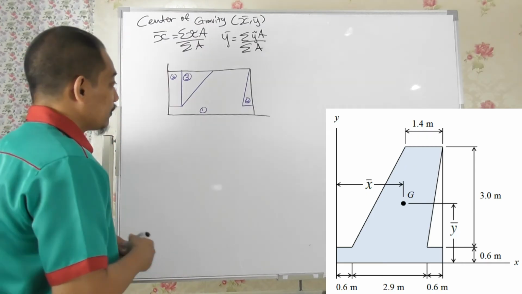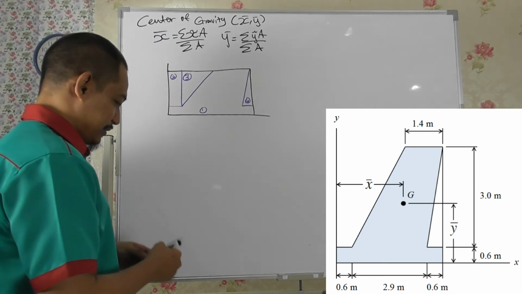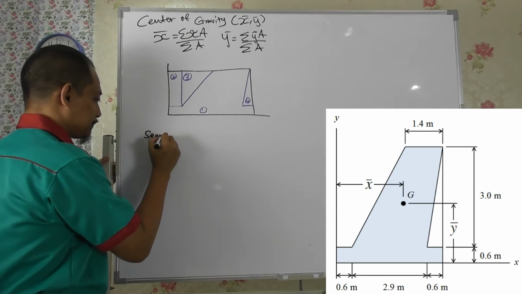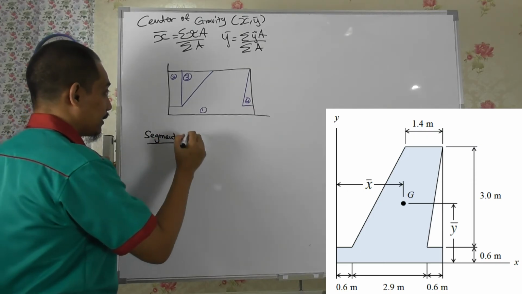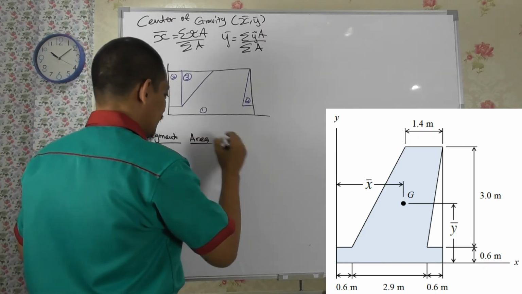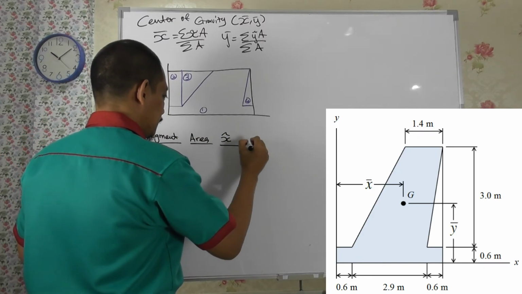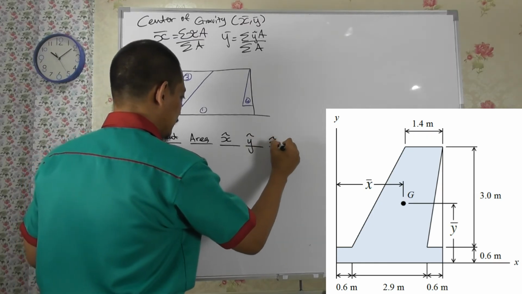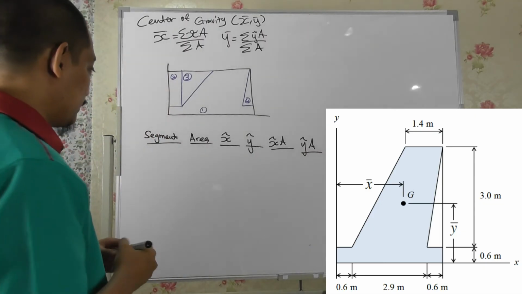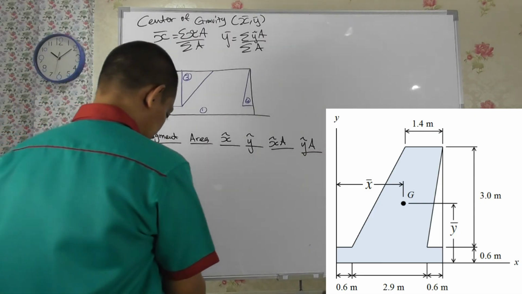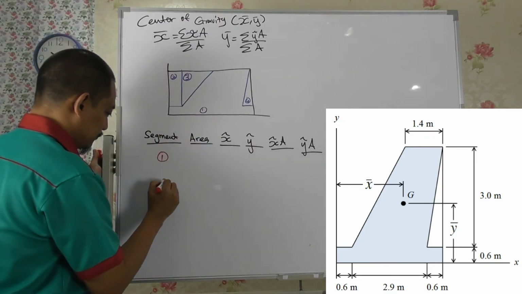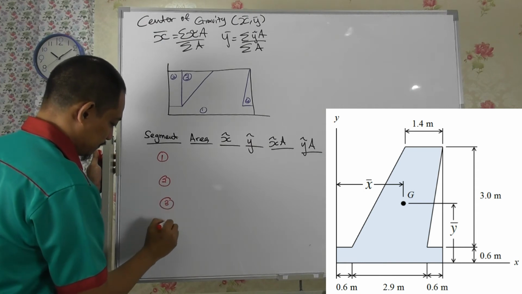It should be. Okay, so if I divide it like this, then you will have segment, area, x and y, and then you have x a, and then y a, right? So if you divide like this, you have four segments. 1, 2, 3, 4.